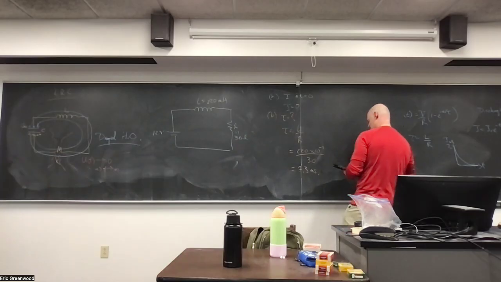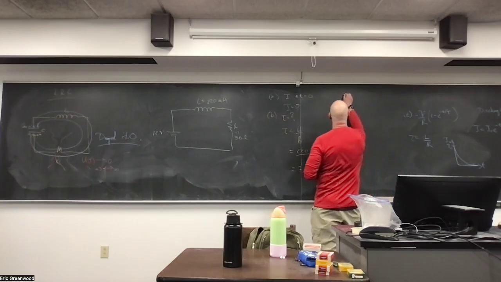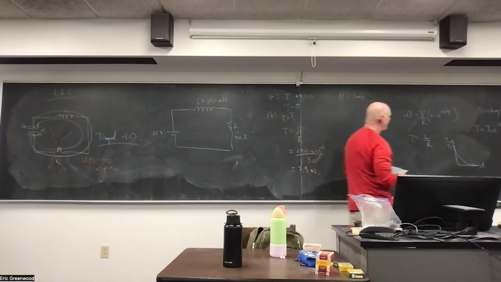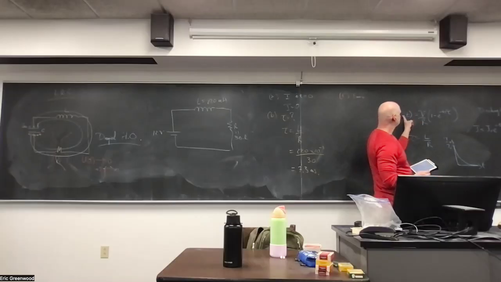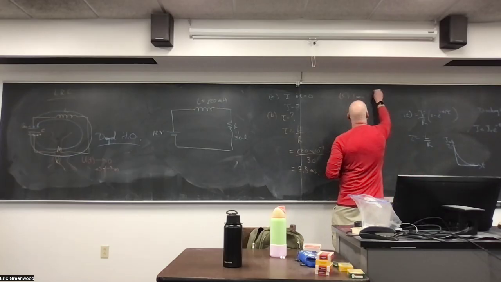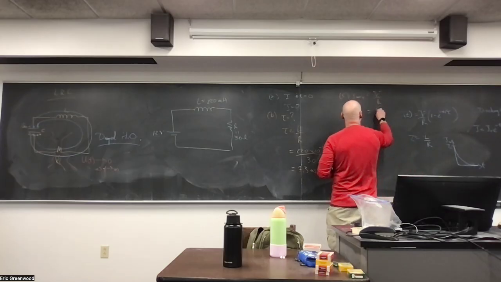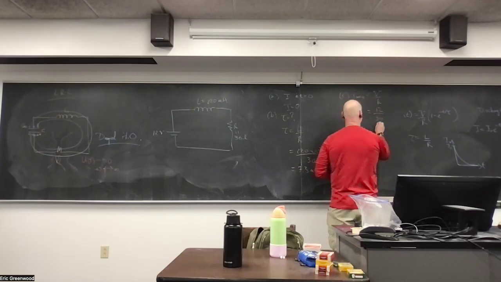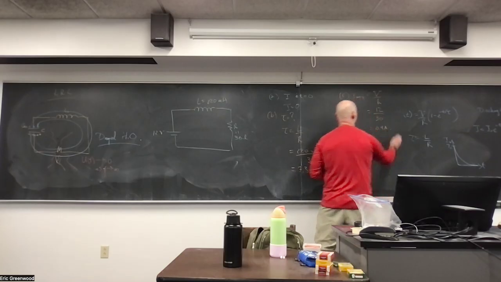Good. So the next part, part C, asks what is the maximum amount of current? So part C, I max. I max is simply the current when time goes off to infinity, which means this is our maximum current. Our maximum current by Ohm's law is simply V over R. So it's 12 volts divided by 30 ohms, which is equal to 0.4 amps.